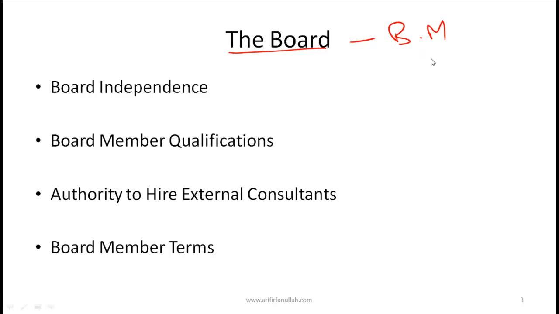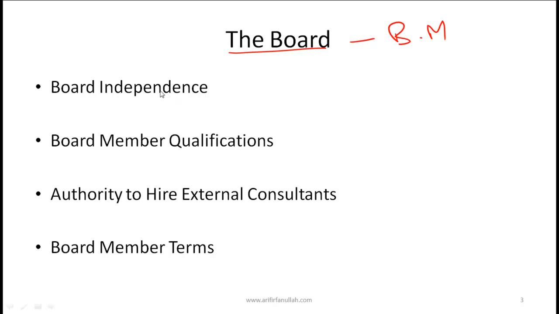So in Pakistan, for example, we generally refer to them as directors. Now, perhaps the most important point related to the board that we must check is whether there is independence. And here is what the curriculum says. We should determine whether a company's board has a majority of independent board members.